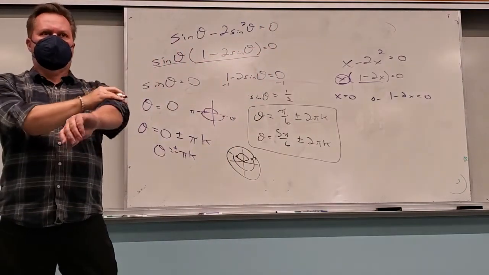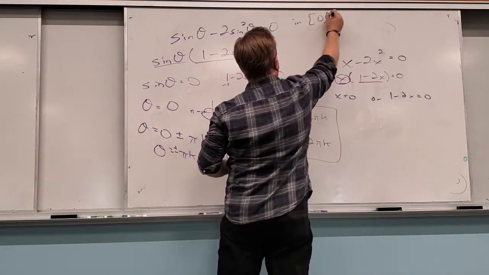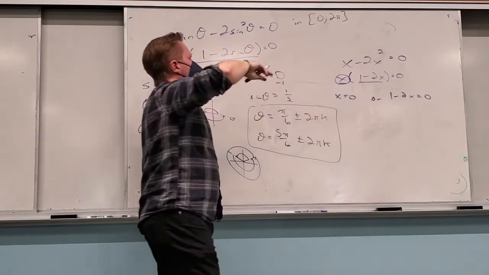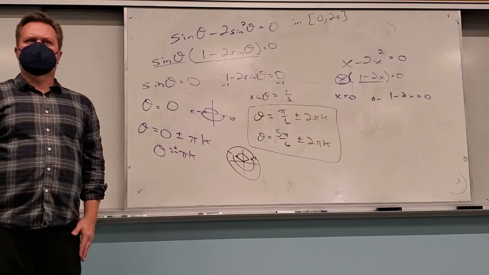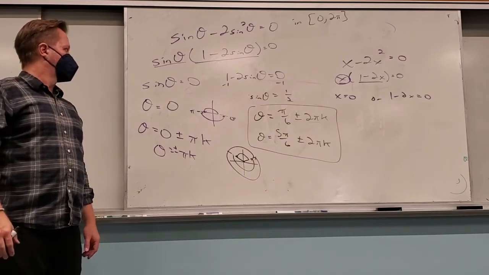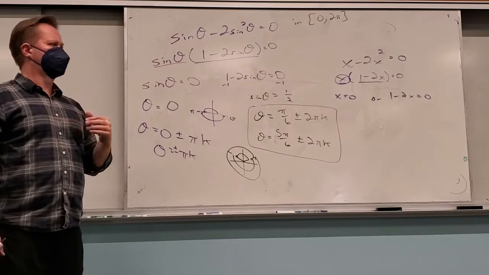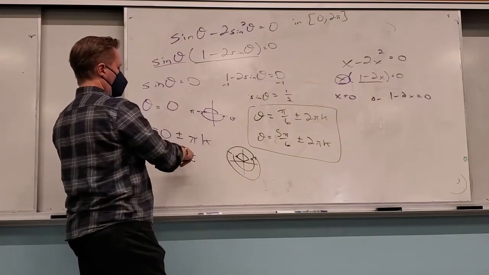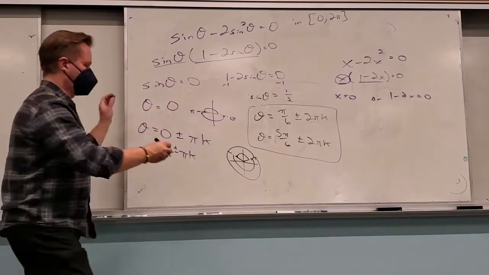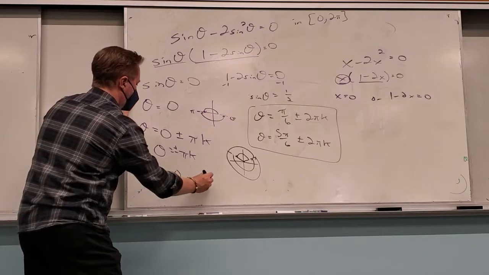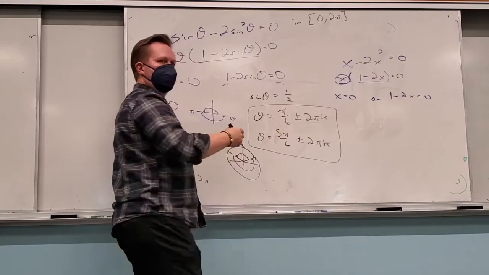What would the answer be if I had said the answer has to be in 0 to 2 pi? What would the answers be? Well, let's see, for this one, it would be 0, pi, 2 pi. And from this one, it would be pi over 6, 5 pi over 6. And that's it.